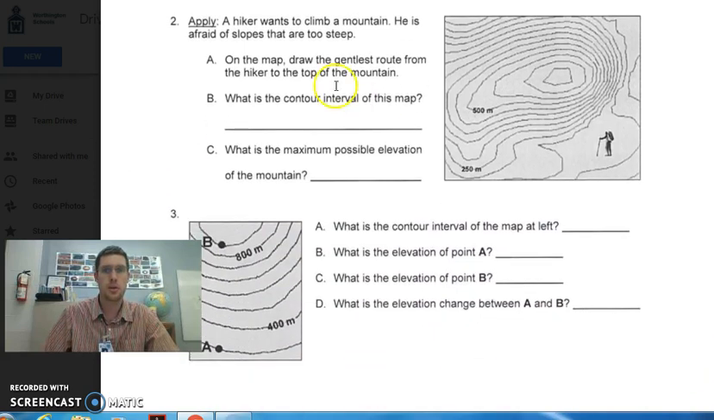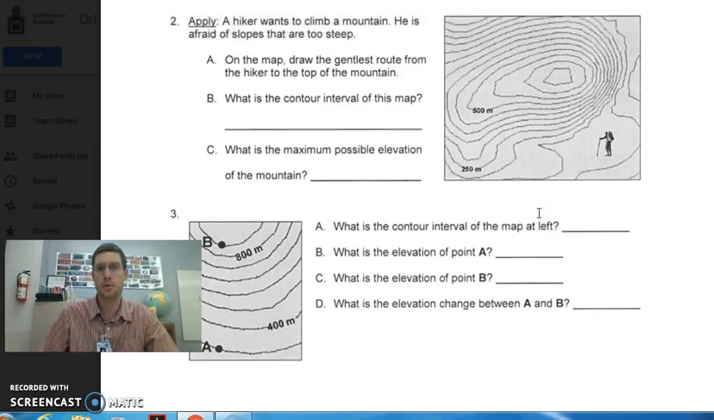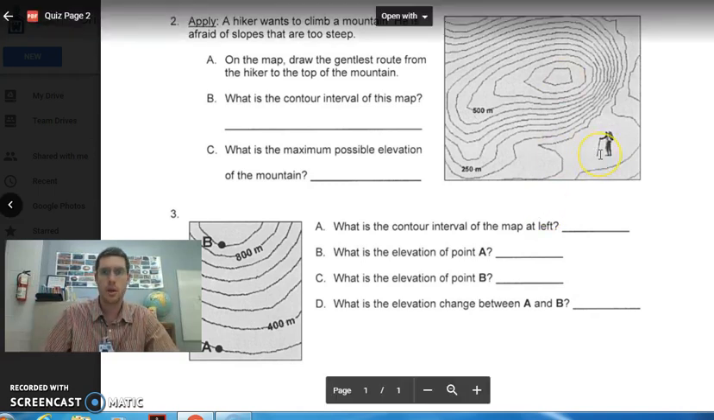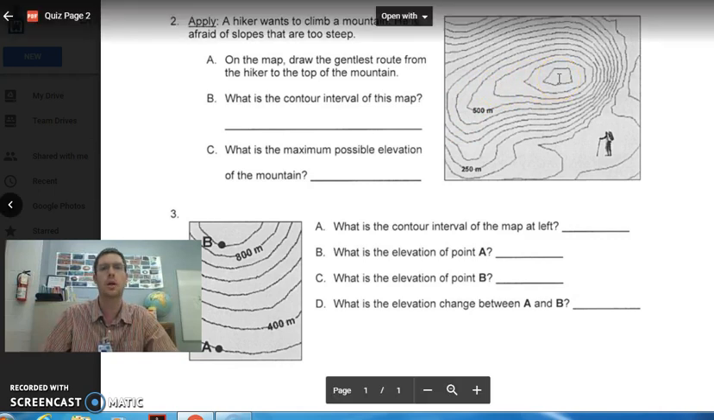So the second question here deals with this map. First, it wants you to be able to determine the safest, gentlest slope route to get from where the hiker is to the top of the mountain. And we know that a gentle slope means the contour lines are far apart. So you're going to want to follow this way around where the lines are furthest apart, curve around, and reach the top of the mountain there.